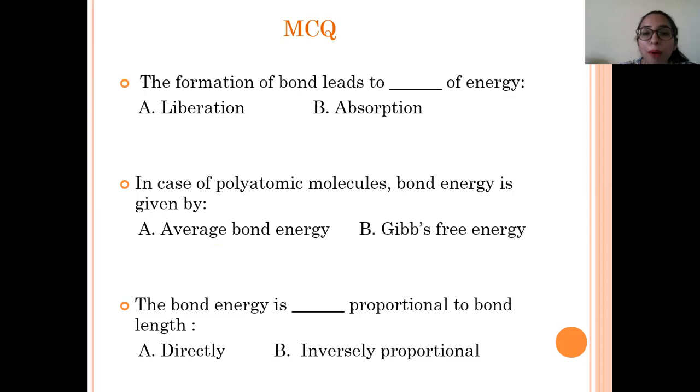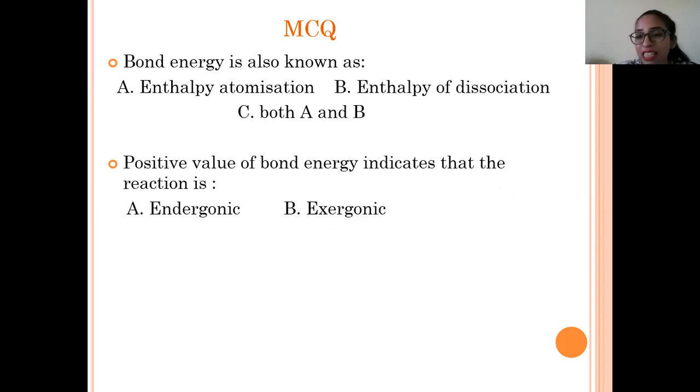Next question. Bond energy is dash proportional to bond length: directly or inversely. Second last question. Bond energy is also known as enthalpy of atomization, enthalpy of dissociation, or both options A and B.